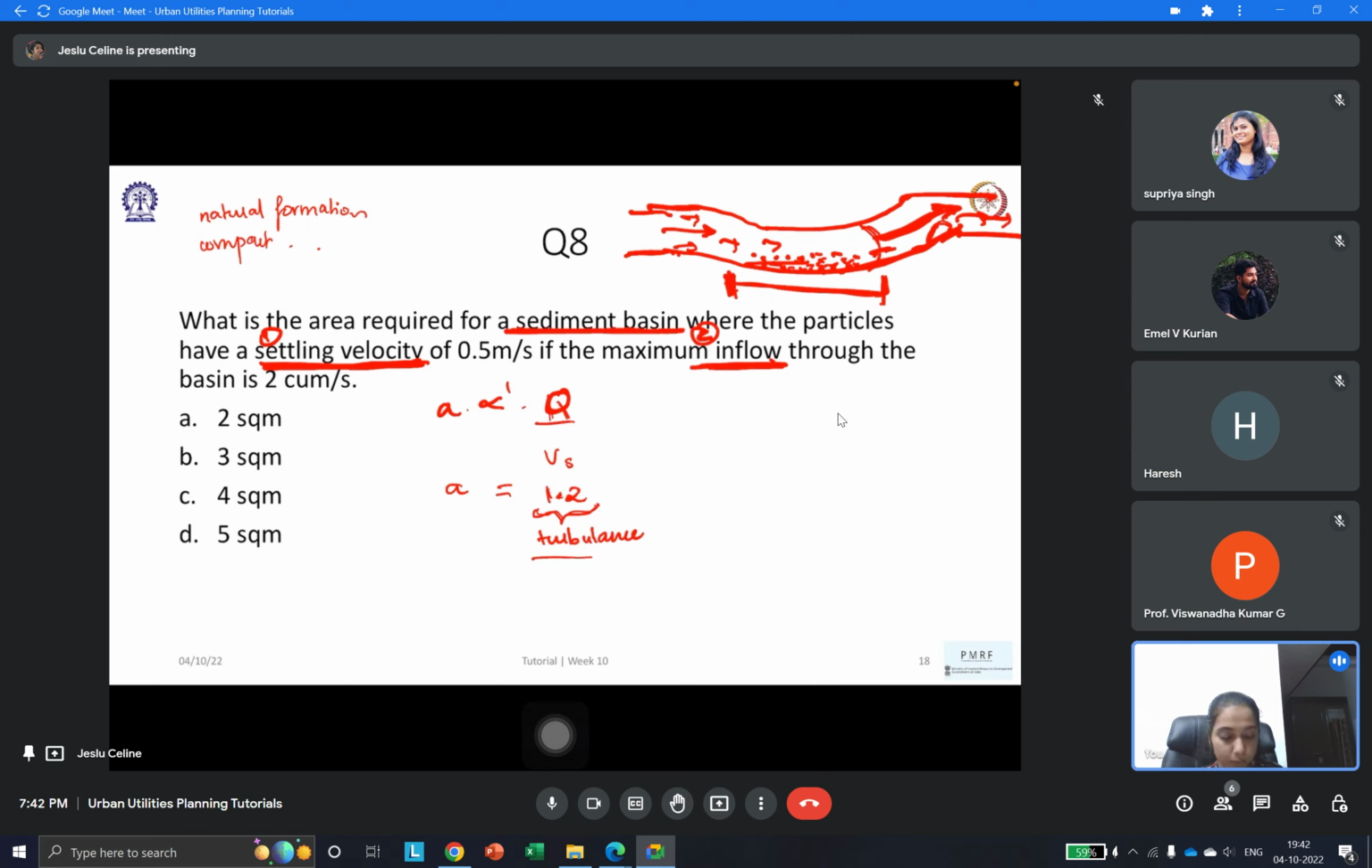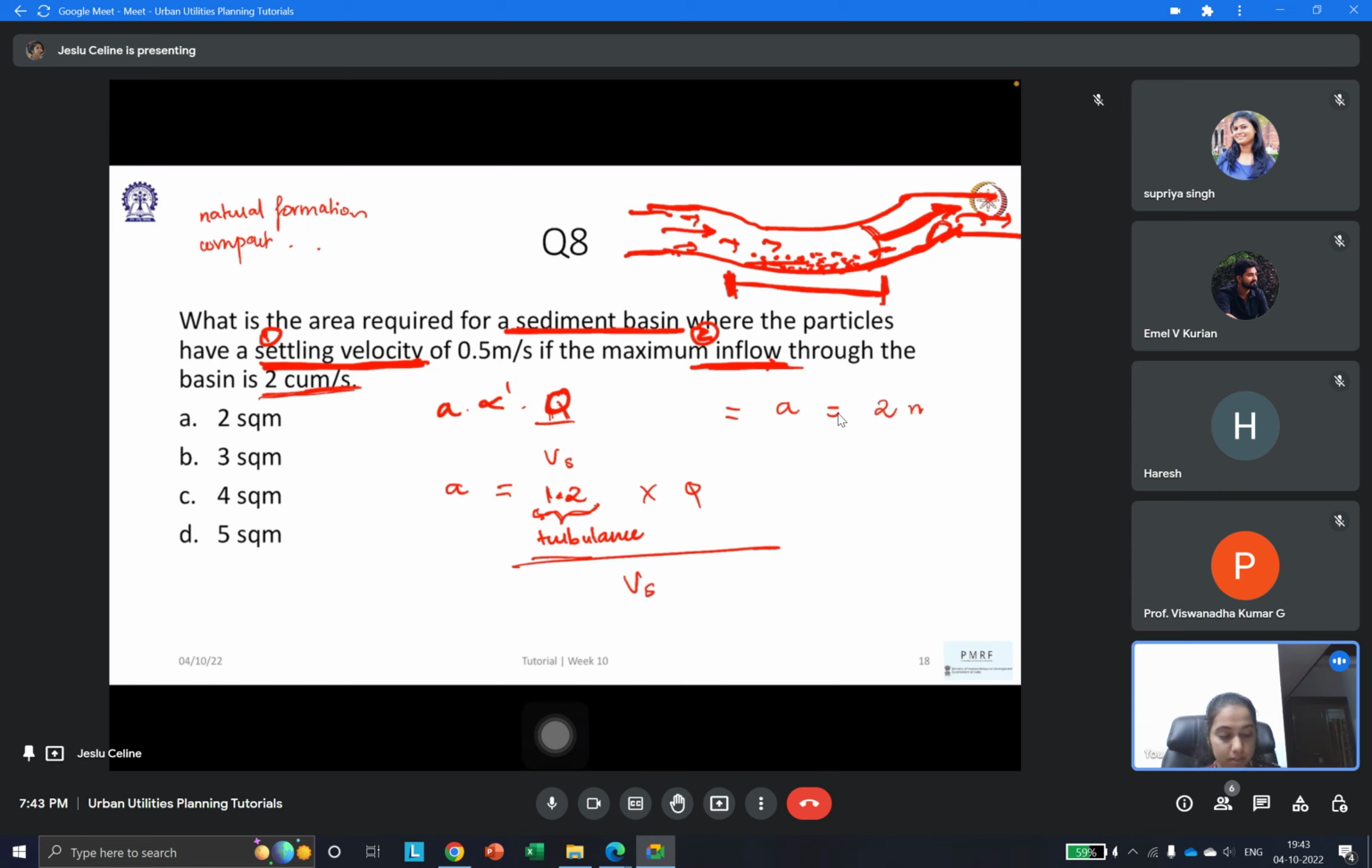So the formula would be 1.2 into Q divided by the settling velocity. So this is the formula which we would be using. So if this is the formula, then can we say what would the area be? So what is Q? Q is given to be the maximum inflow, which is 2 meter cube per second.